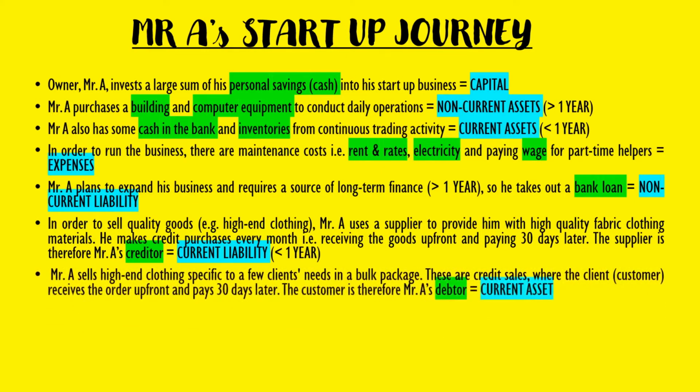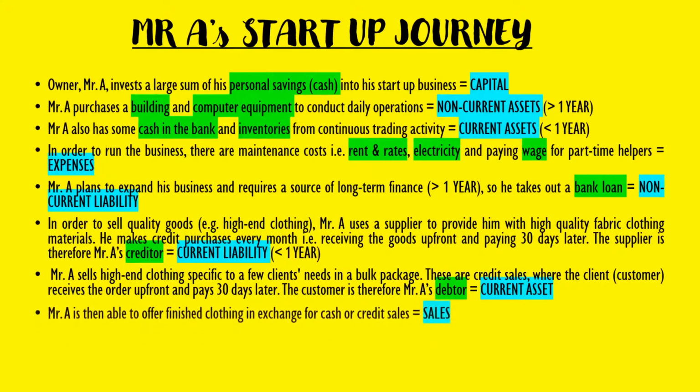Mr. A sells the finished clothing to a few specific clients that purchase regular bulk orders. He offers his clients credit sales, i.e. the client receives the finished clothing orders up front and then pays later at an agreed date, which is usually 30 days. The client is therefore Mr. A's debtor, which is recognized as a short-term value because the money will eventually be paid by the client. This is therefore a current asset.